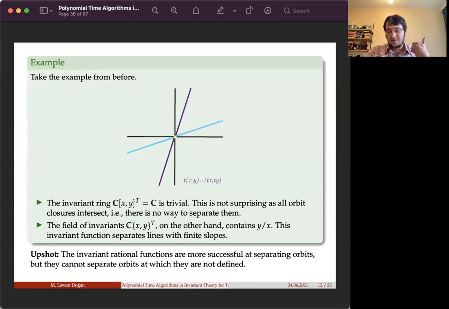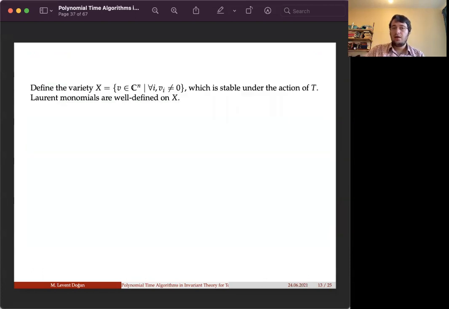So the upshot is that the rational invariants are good at separating orbits, but they only separate orbits when they are defined. So we need to be careful about where our Laurent monomials are defined. So we consider this variety X, vectors with non-zero coordinates, and X is stable under the action of T. And more importantly, Laurent monomials are defined on X.